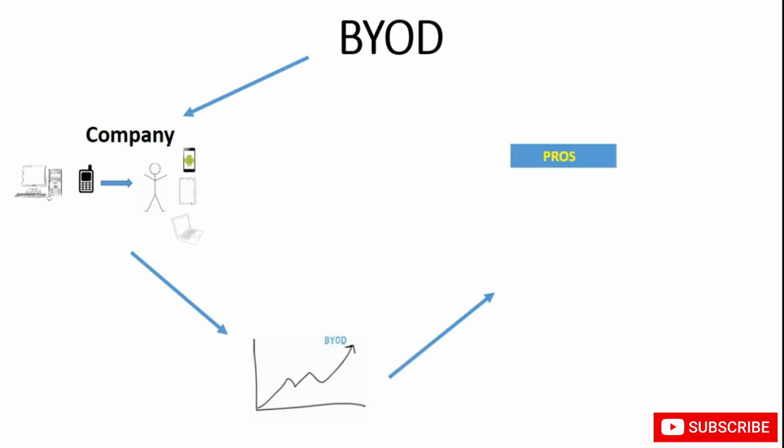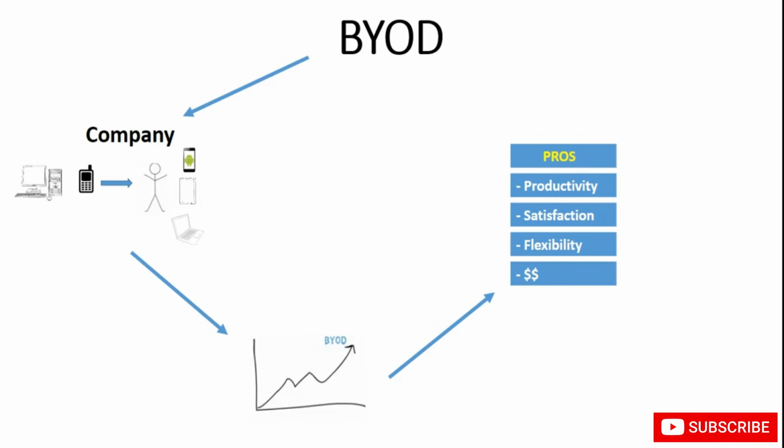The main pros of BYOD are that the productivity and satisfaction of the workers increase. This is due to the fact that they use their own devices and applications and feel more comfortable. Also, they can work with more flexibility, choosing when and where, since the device is with them constantly. The company also saves a lot of money in technological resources.